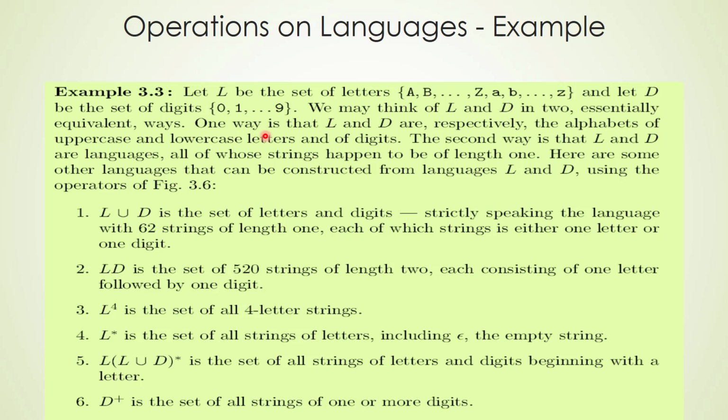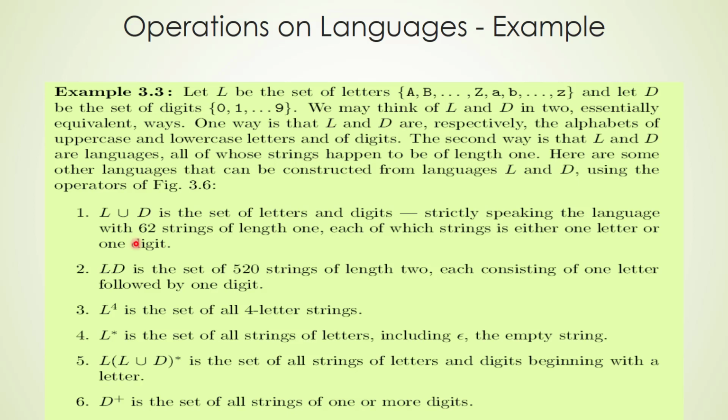One way is that L and D are respectively the alphabets of uppercase and lowercase letters and of digits. The second way is that L and D are languages. All of those strings happen to be of length 1. Here are some other languages that can be constructed from L and D using the operators. So using the operators we can construct new languages.